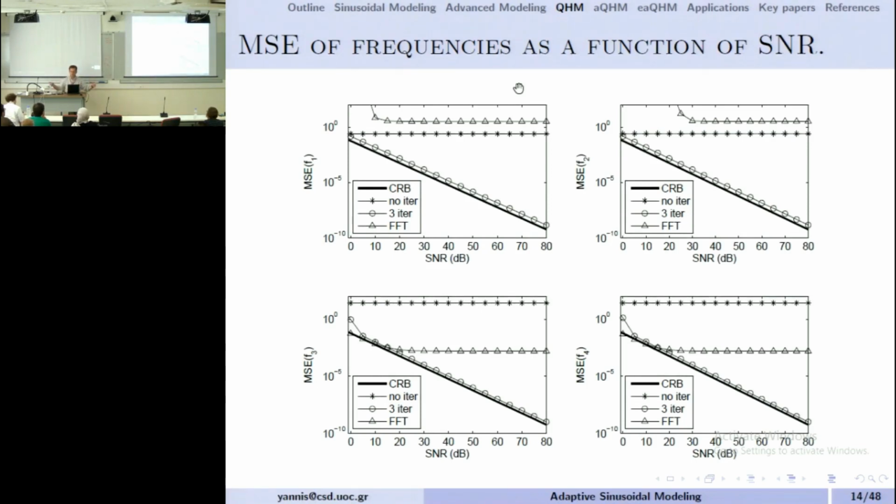So with the same analysis window, you have a better resolution to find F3 and F4. That's why you have lower error. But for F1 and F2, because they are closer, using the same analysis window, you don't have as good a frequency resolution. So these stars show this method without iterations.